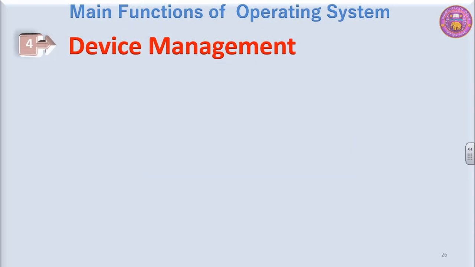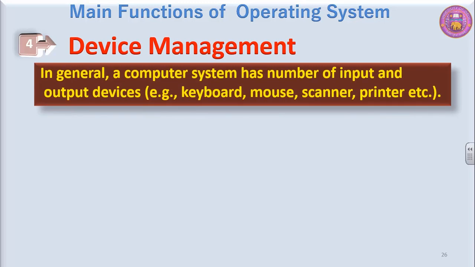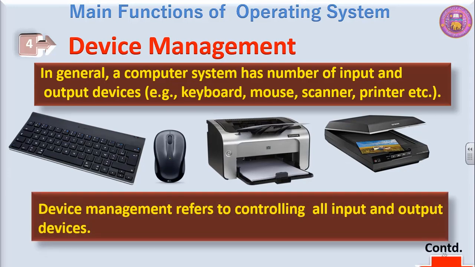Device management. In general, a computer has a number of input and output devices such as keyboard, mouse, scanner, printer, etc. Device management refers to controlling all input and output devices. The device management module checks whether any new hardware is attached to the computer. If it is attached, then it takes care of all the details of the new hardware device.